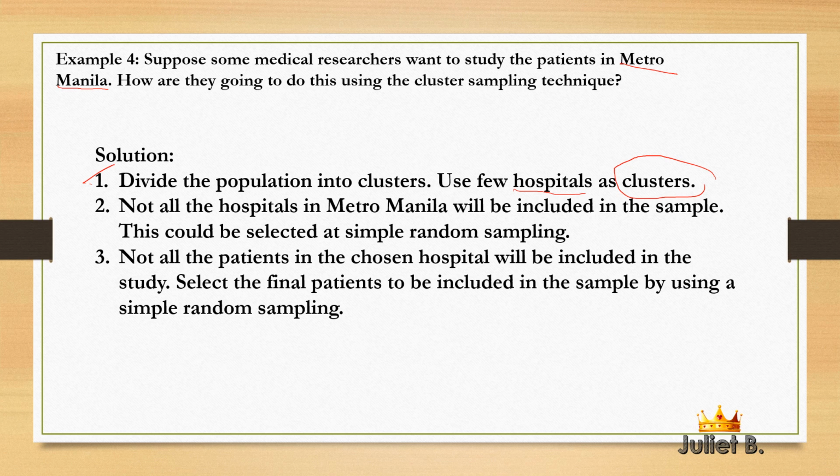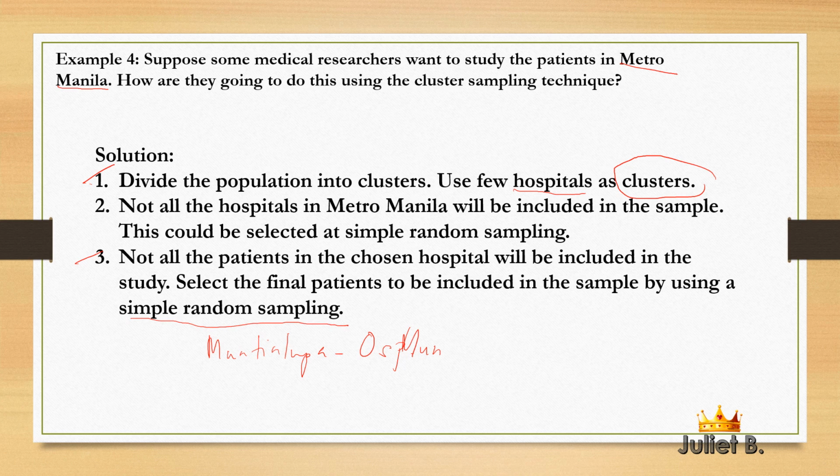Isa-isa ulit para i-draw na naman natin using simple random sampling technique. Pag nalista na yun, bubunot ng isa, like kunyari, ang napili mo sa pag-draw mo ay Muntinlupa at ang ospital ng Muntinlupa ay ang ospital ng Muntinlupa or Osmon. Ang sabi dito sa number 3, not all the patients in the chosen hospital will be included in the study. Select the final patients to be included in the sample by using simple random sampling ulit.